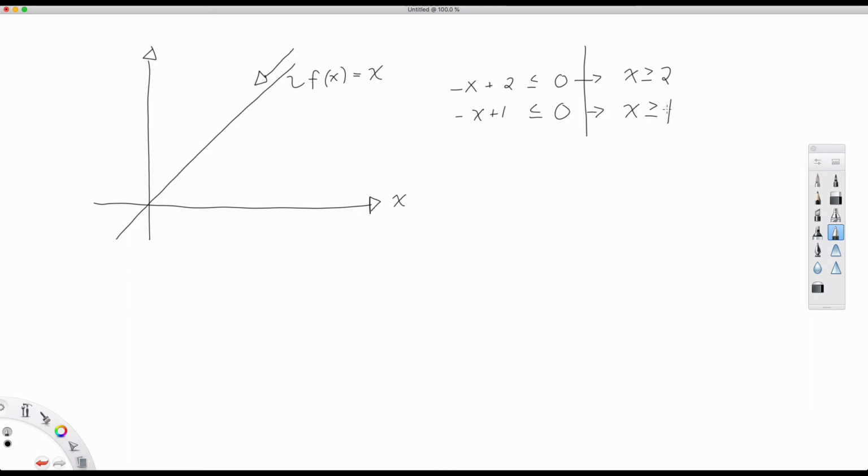The first constraint dictates that x must be greater than 2, and the second constraint dictates that x must be greater than 1. Let's have a look at what these two constraints look like. If we are looking at x must be greater than 1, then everything to the left of this line is infeasible. And if that was the only constraint that we had, then the bounded solution would be at x equals 1. However, we have this additional constraint that x must be greater than 2. And in this case, everything to the left of x equals 2 is infeasible.